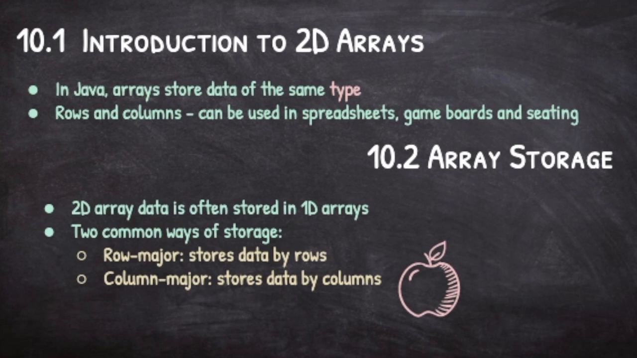10.2 Array Storage. 2D arrays are stored in the form of 1D arrays. There are two common ways of storage, row major and column major. In row major, the data is stored by rows, and each row contains an array of columns. For column major, it's vice versa. So data is stored by columns, and each column contains an array of rows, or in other words, the information for each column.